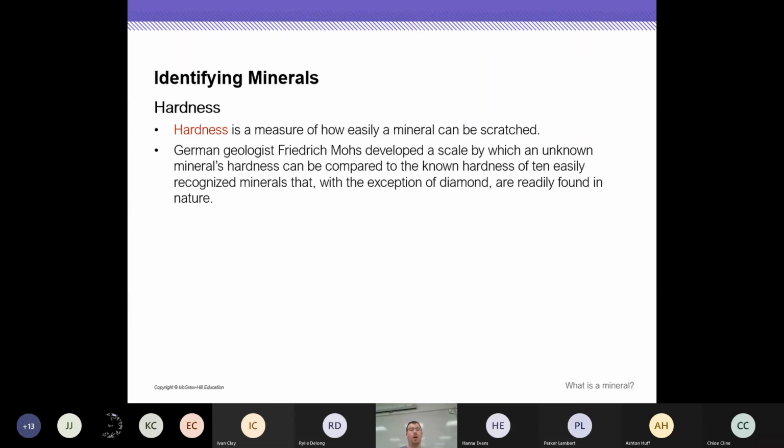Then you have hardness. Hardness is a really big one, and it's one of the main things that geologists will jump to try and get an idea of what they're looking at. This is a measure of how easily a mineral can be scratched, and we'll use different substances whose hardness we know to determine the hardness of that mineral. The geologist that came up with this was Frederick Mohs, and he developed the scale, and we still use this today to identify minerals.